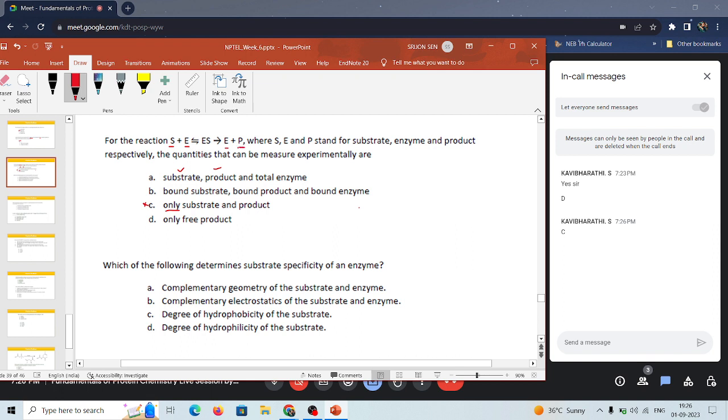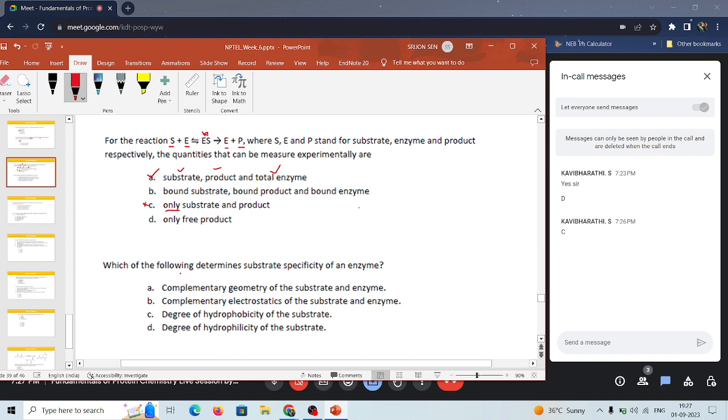Okay, so we can understand the substrate, the product, as well as the total enzyme, because how much is utilized, that we cannot know, because the product, this we cannot find out. But apart from the bound fractions, everything else we can get. So therefore A is the correct option. I think you're getting my explanations well. Apart from the bound one, because this is an intermediate step, we cannot get the concentration, but apart from that, all others are measurable.